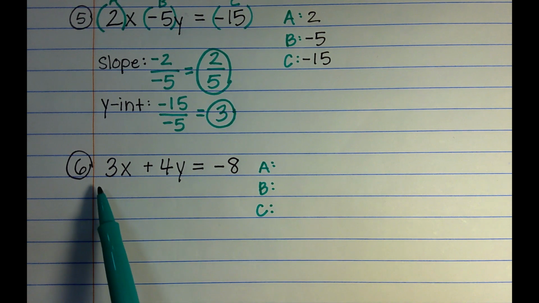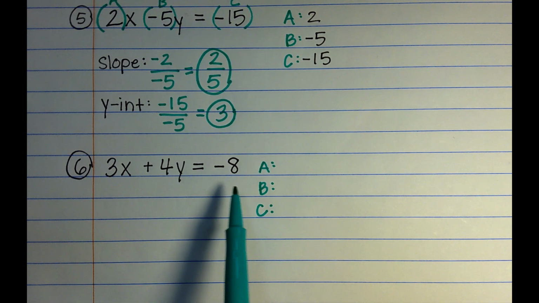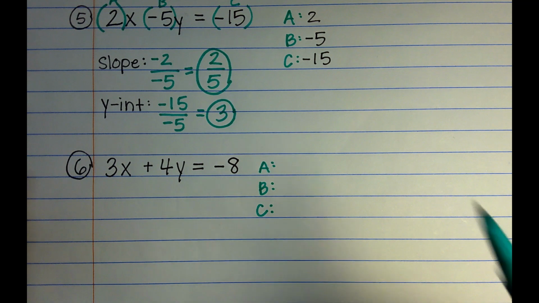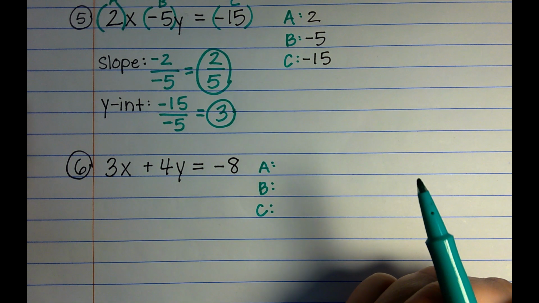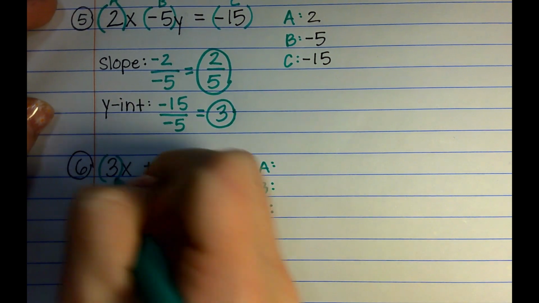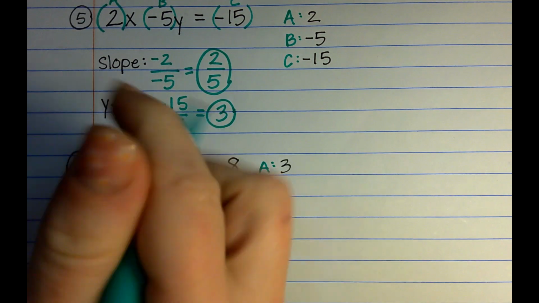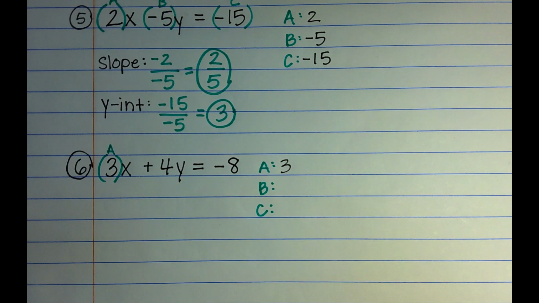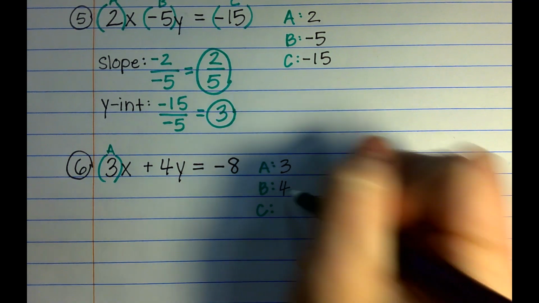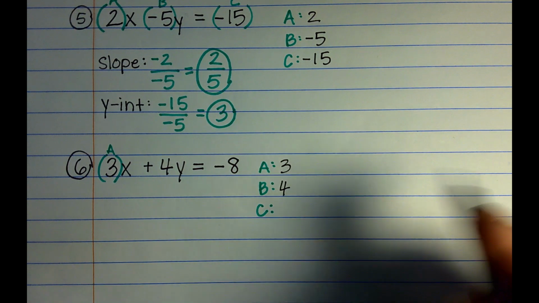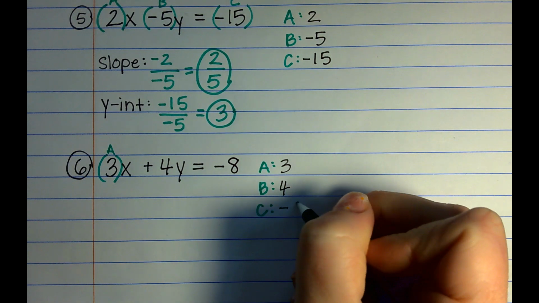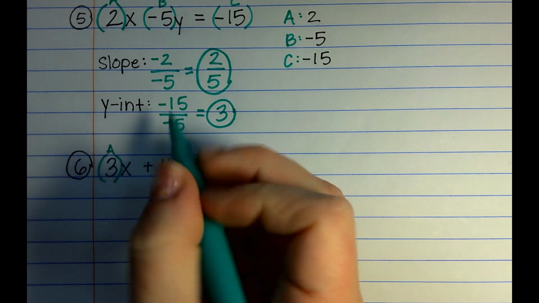So in this equation, 3x plus 4y equals negative 8, what would my value for A be? 3. Perfect, A is 3. What about B? 4. And what about C? Negative 8. Good, good, good.